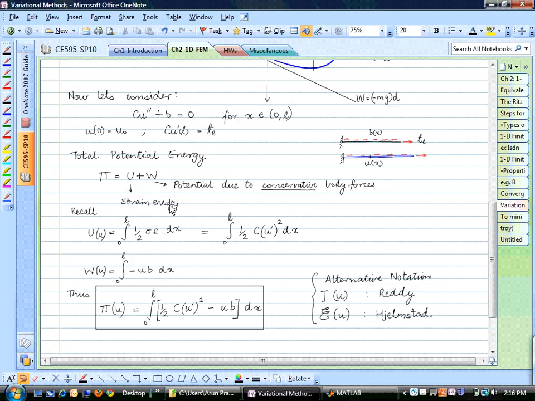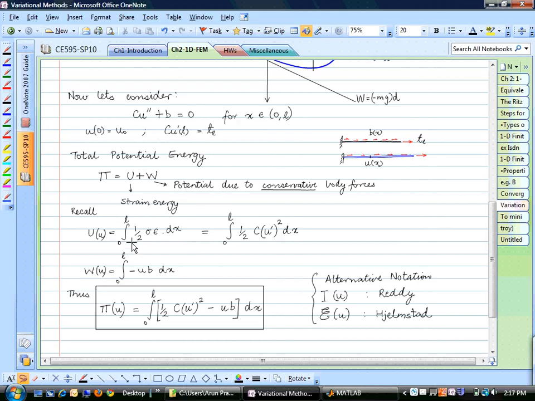How do we find the strain energy stored at any point x in the domain? What we'll do is find the strain at this location. The strain is the derivative of u. u is the displacement, the derivative of u is strain. Multiply that with c, you will get stress. So the strain energy at any point is half times stress times strain. At each and every point along the bar, this is the strain energy stored at that location. And if you integrate it over the length, this is the total strain energy stored in the bar.